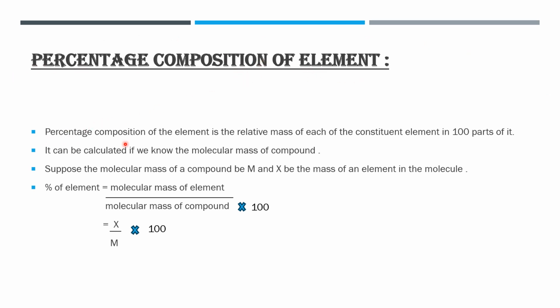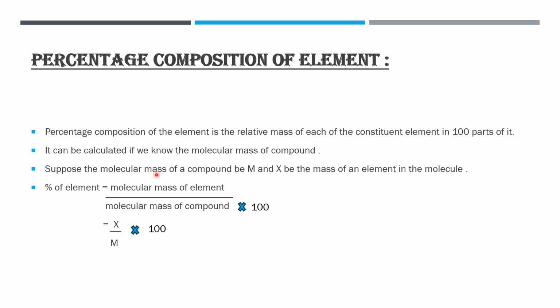The percentage composition of an element is the relative mass of each constituent element in 100 parts of the compound, and it can be calculated if we know the molecular mass of the compound. Suppose the molecular mass of a compound is m and x is the mass of the element in the molecule. So how do we calculate the percentage of that element?